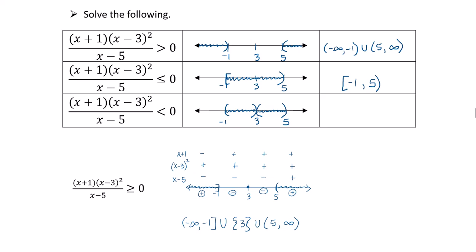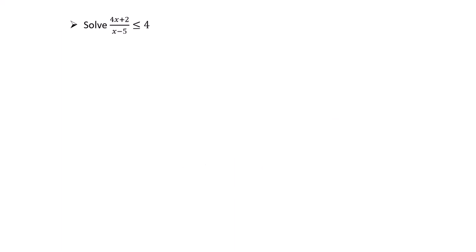So we have another different solution set. It goes from negative 1 to 3, union 3 to 5. All parentheses, not including any of those critical values.